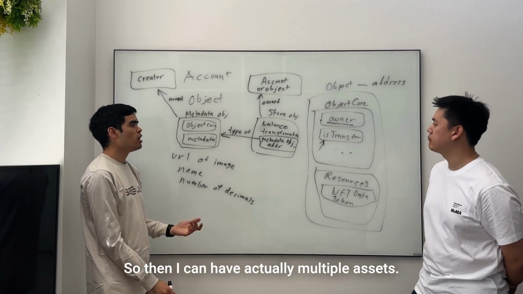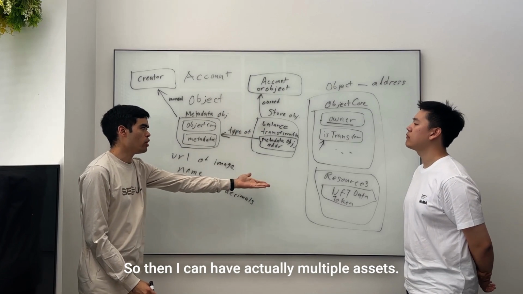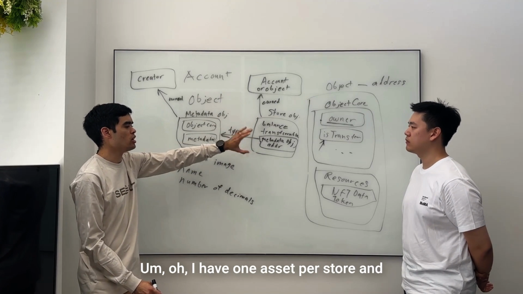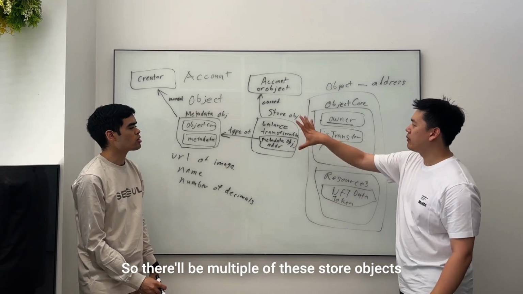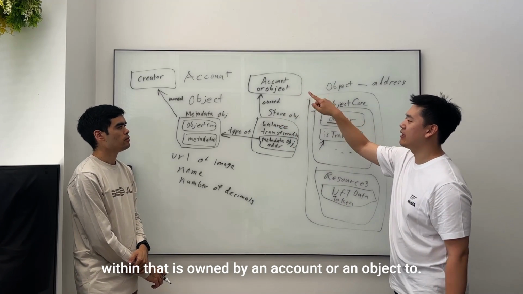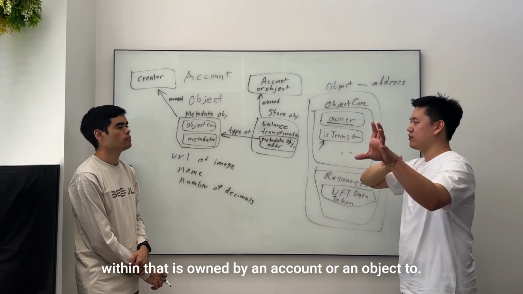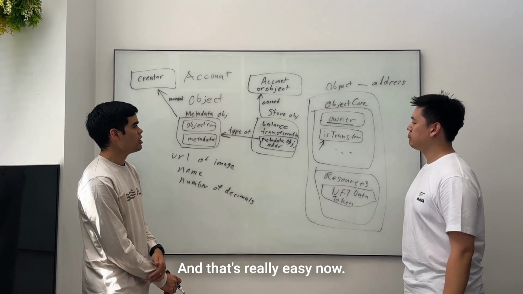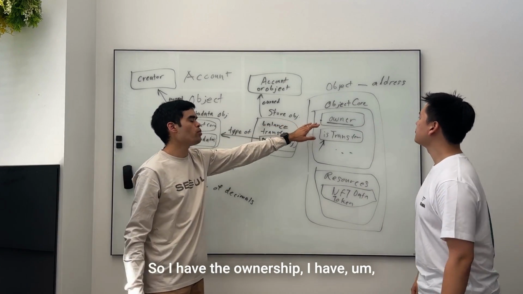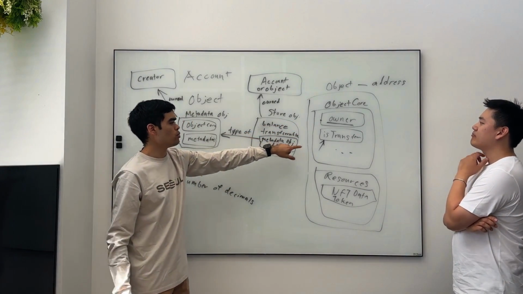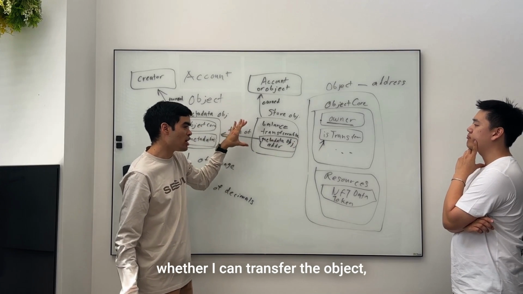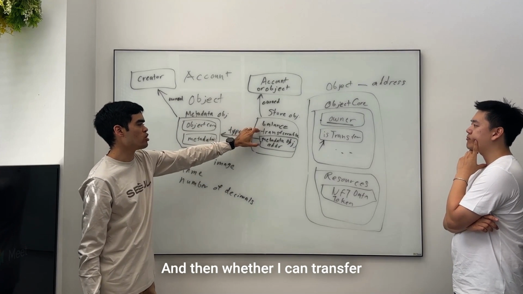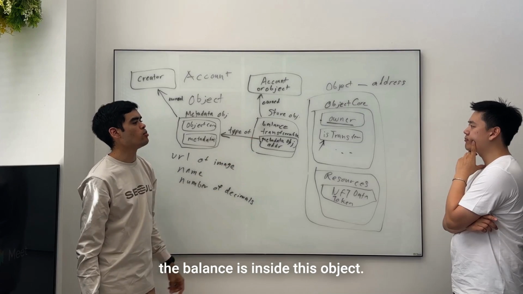That's right. So then I can have actually multiple assets. I have one asset per store, and then I can have multiple different store objects owned by an account or an object to specify that this account holds multiple assets. And that's really easy now. So I have ownership, I have whether I can transfer the object, not just the transfer of the balance, and then whether I can transfer the balance is inside this object.